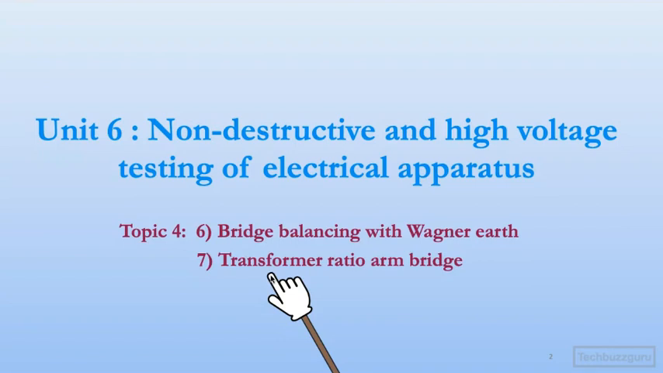We have to be very particular in considering these various methods and their impact. Okay, so let us discuss these again. Within the transformer ratio arm bridge, there are two sub methods. One is the voltage ratio arm, and the other one is the capacitance current ratio arm. Okay, so let us go through this.